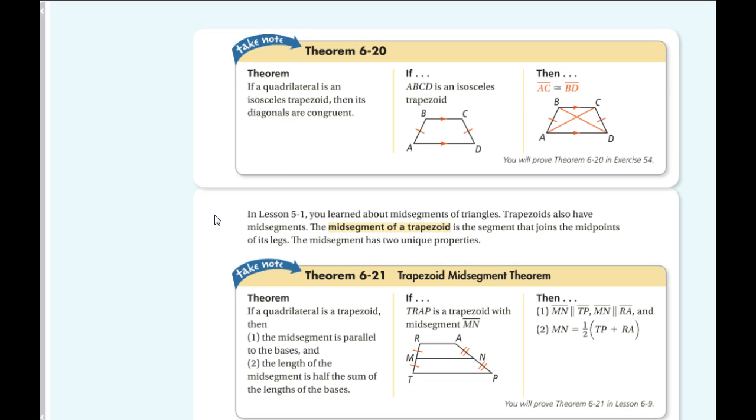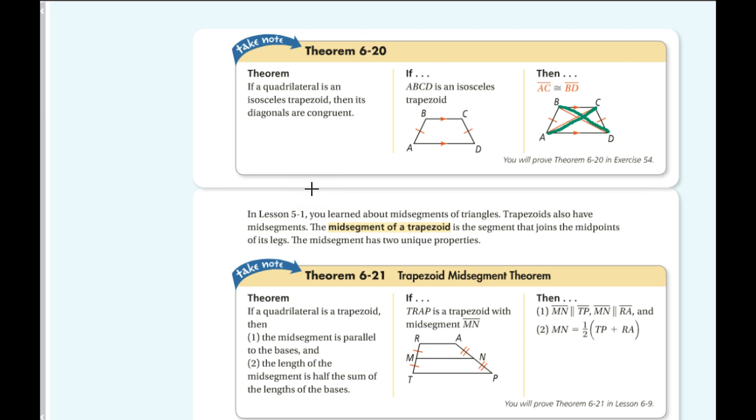Okay, we're going to review the other two theorems that are in this lesson. First of all, Theorem 6.20, if a quadrilateral is an isosceles trapezoid, then its diagonals are congruent. So we've got another thing that comes out of being an isosceles trapezoid, and that is that the diagonals, like AC and BD here, are congruent.